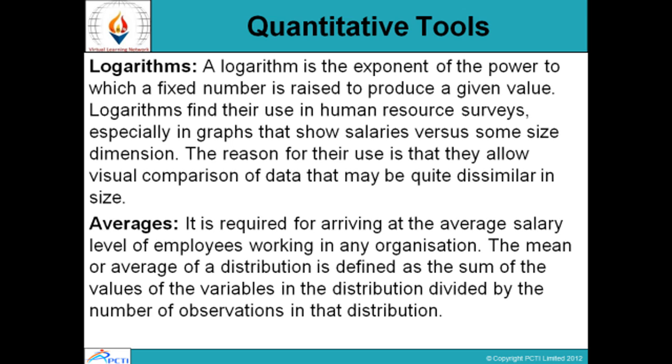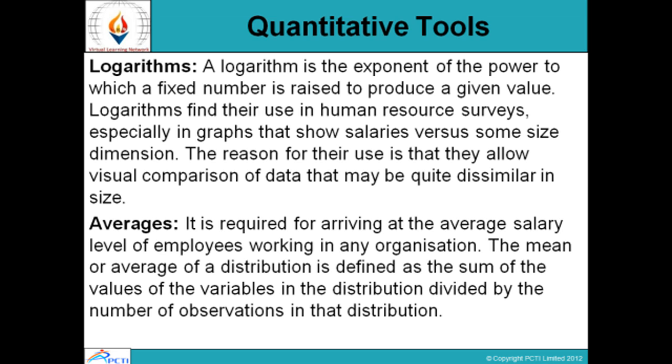Next are the logarithms. A logarithm is the exponent of the power to which a fixed number is raised to produce a given value. Logarithms find their use in human resource surveys, especially in graphs that show salary versus some size dimension. The reason for their use is that they allow visual comparison of data that may be quite dissimilar in size.